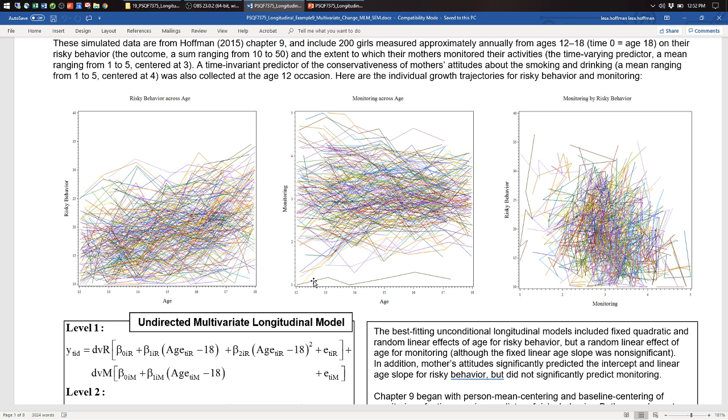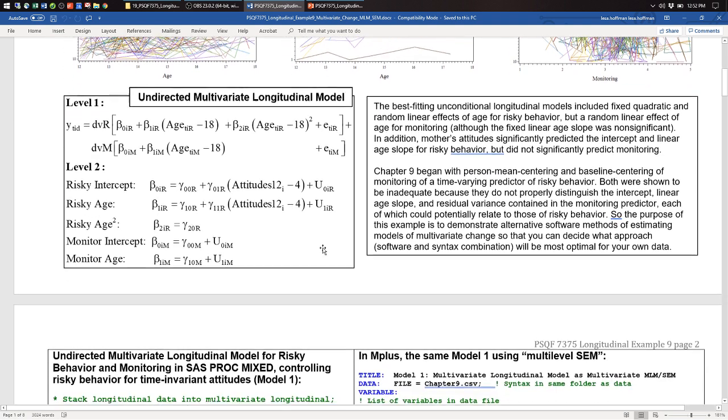Risky is fixed quadratic, random linear. So there's more variance at the end. I could have put the mean through here, and I think in chapter 7, I have a picture that has the means, but not overlaid with the trajectories. But the reason that we have separate lines is those are for separate girls. That's how we connected the lines. Okay, other questions?